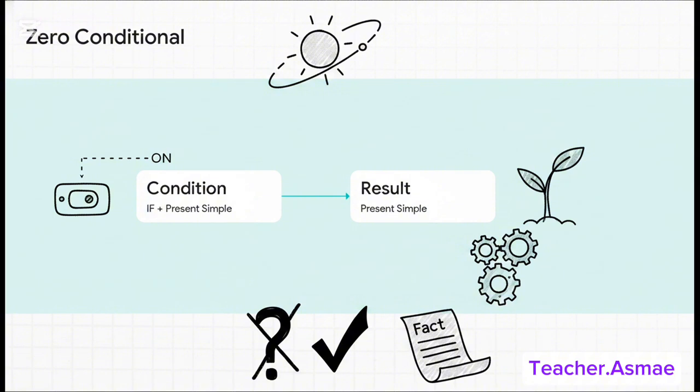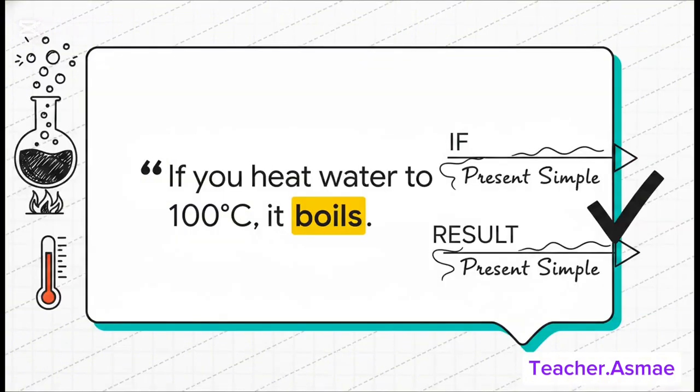Hence, the zero conditional. Our source example perfectly demonstrates this absolute certainty. If you heat water to 100 degrees Celsius, it boils. Look at the math in action there. If you heat, that's our if plus present simple. It boils, that's our present simple result. It is an undeniable scientific fact. It's not a guess, it's not a maybe. If condition A happens, result B is absolutely guaranteed.